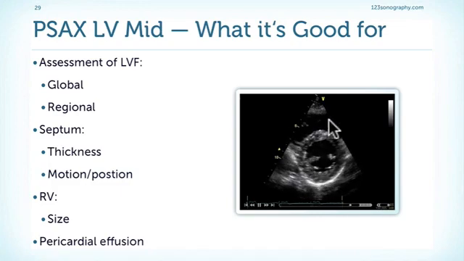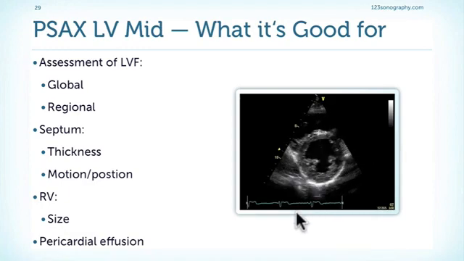Importantly, we also see the right ventricle. Thereby, we have a way of looking at the size of the right ventricle and estimating if the size is normal or not. And furthermore, the pericardium is also visible so that we can detect pericardial effusions.